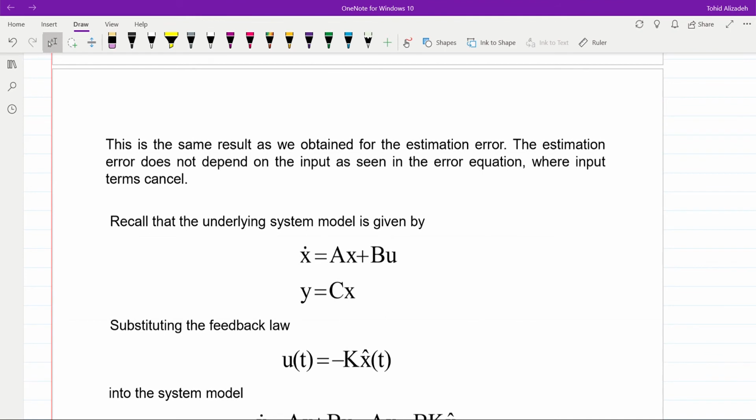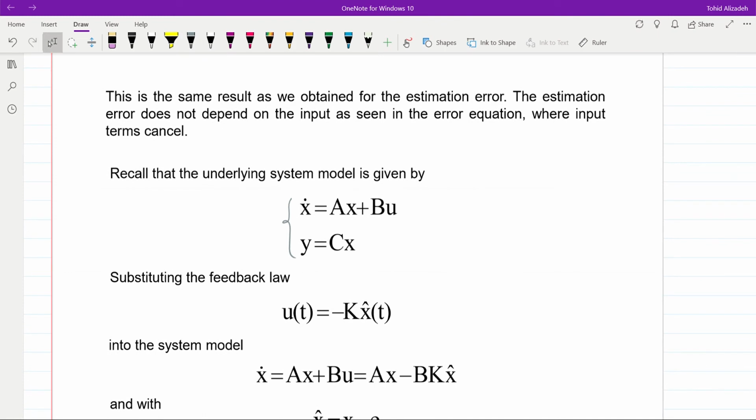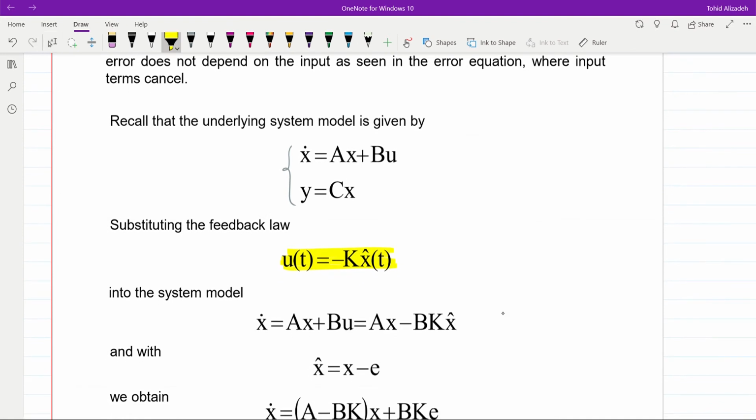We also know that the underlying system model is given as x dot equal to Ax plus Bu and y equal to Cx. Now, if we substitute the feedback law by u equal to minus k times x hat, we will get x dot equal to Ax minus BK times x hat.